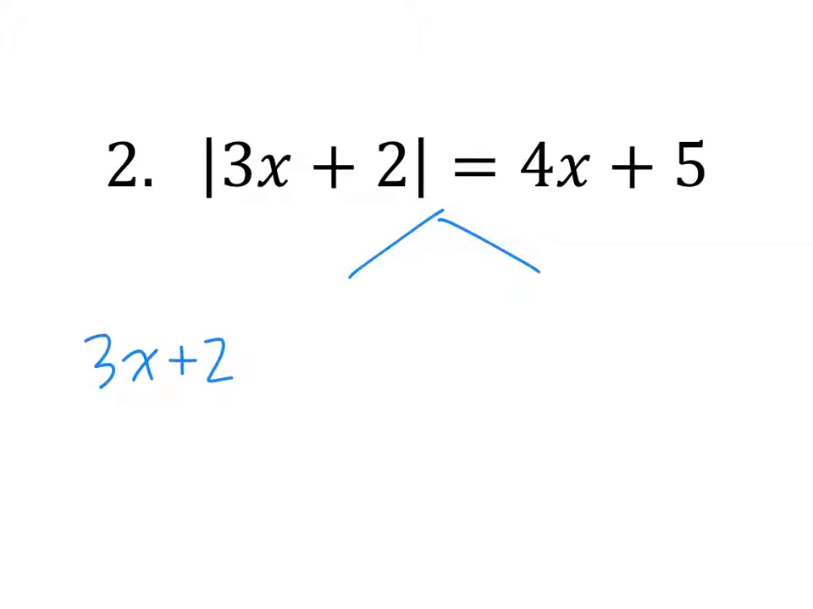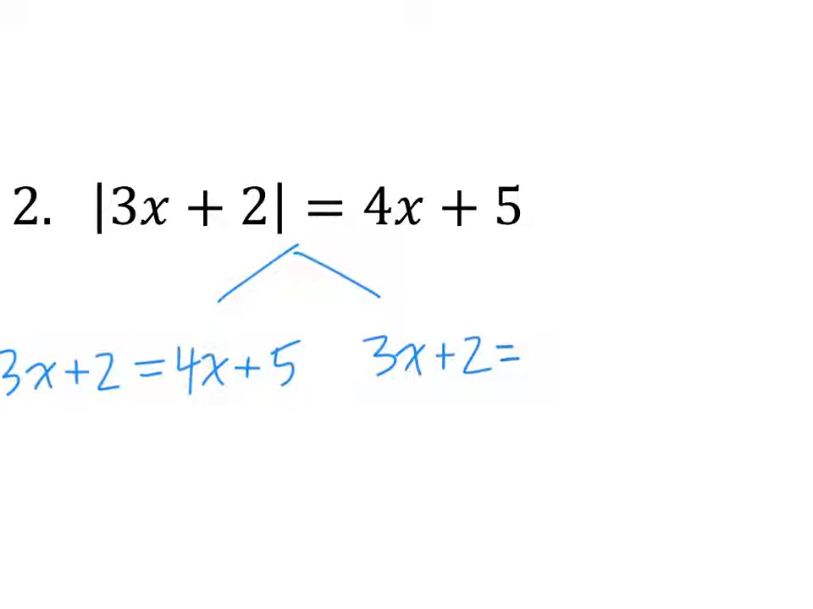3x plus 2 is the positive version, exactly the same question. And then the negative version is 3x plus 2 equals the negative of the entire thing. So this is the tricky part. You have to put the negative of the entire thing and then try to solve both equations. Okay, go ahead and do that. Let me know when you're done. The answer is x equals minus 3 or minus 1.